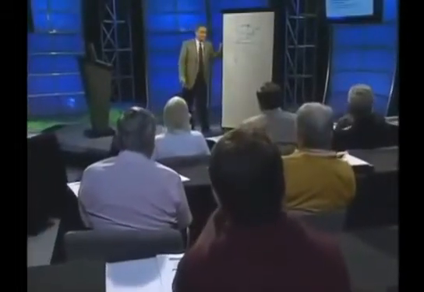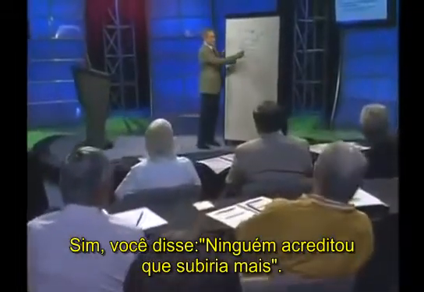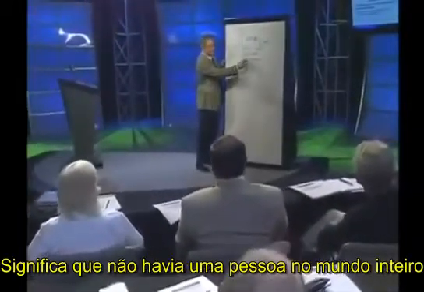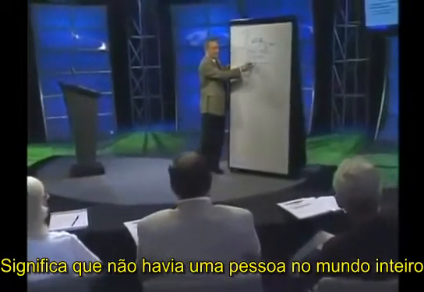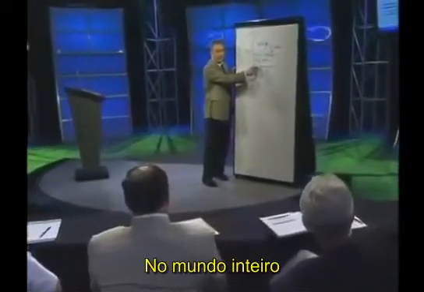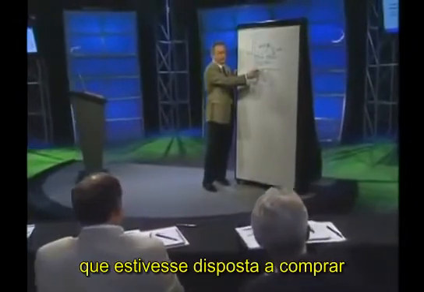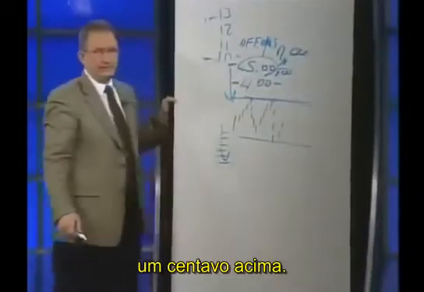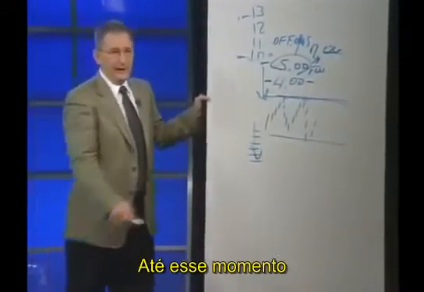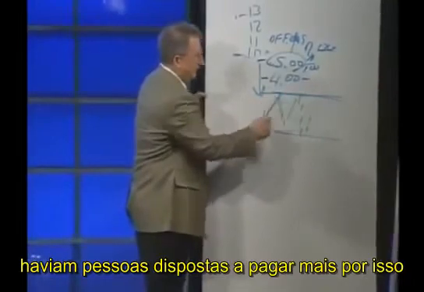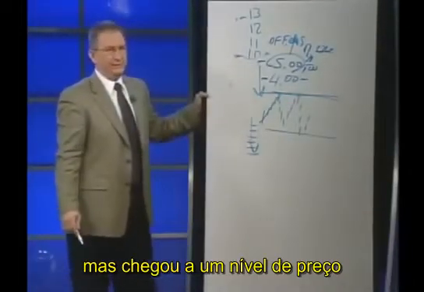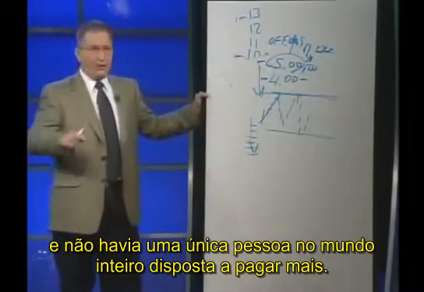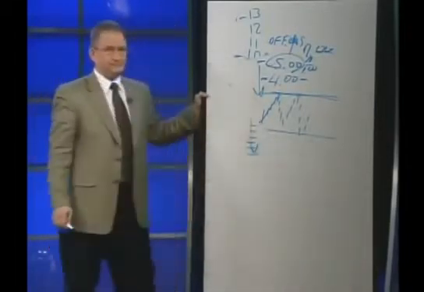What's that? Nobody believes it's going to go higher. In other words, there wasn't. Now, you're right. He said nobody believes it's going to go higher. It represents there wasn't one person in the whole world that was willing to bid the price one tick higher. Not one. Up to this point, there could be any number of people who were willing to bid it higher. But it got to a certain price level, and there wasn't one person left in the whole world that would bid it higher.